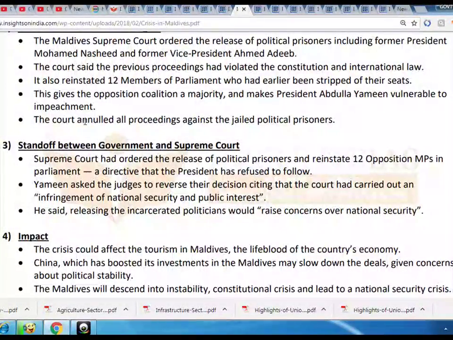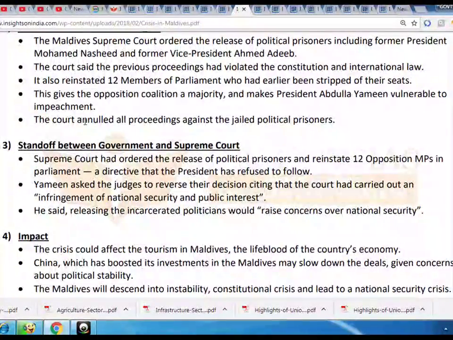3. Standoff between government and Supreme Court. The Supreme Court had ordered the release of political prisoners and the reinstatement of 12 opposition MPs in parliament, a directive that the president has refused to follow. Yameen asked the judges to reverse their decision, citing that the court had carried out an infringement of national security and public interest. He said releasing the incarcerated politicians would raise concerns over national security.